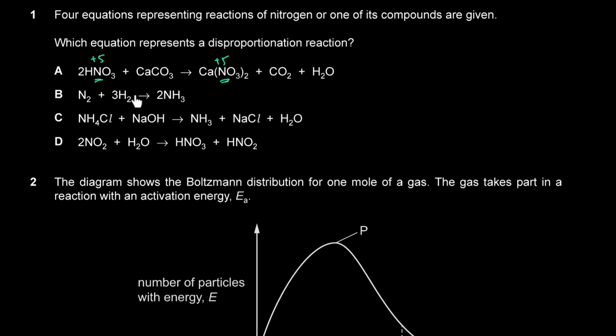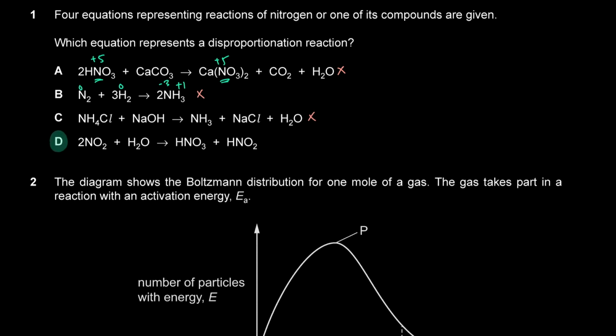Reaction B is a redox reaction, but it's not disproportionation. Nitrogen is going from 0 to -3. Hydrogen is going from 0 to +1. So this is a redox reaction, but not disproportionation. Reaction C is just an acid-base reaction. Ammonium is acidic, reacting with sodium hydroxide to form ammonia, sodium chloride, and water. Again, this is not a redox reaction, which leaves us with option D as the answer.